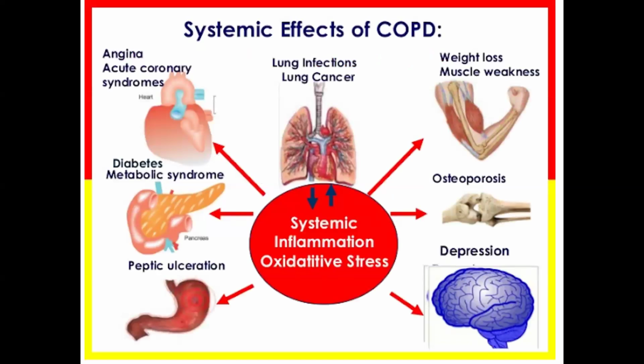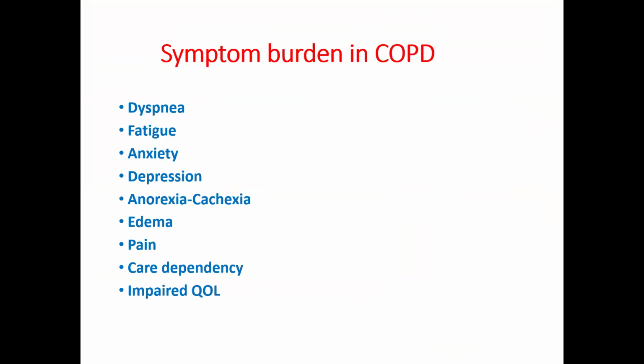COPD is a systemic inflammatory disease. It affects your whole body. It can cause peptic ulceration, osteoporosis, depression, cancer, angina, coronary artery disease, diabetes, and metabolic syndrome. Symptom burden in COPD: dyspnea, fatigue, anxiety, depression, anorexia, cachexia, edema, pain, care dependency, and impaired quality of life.